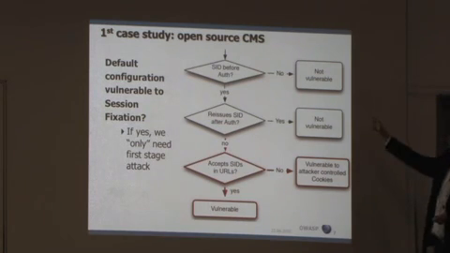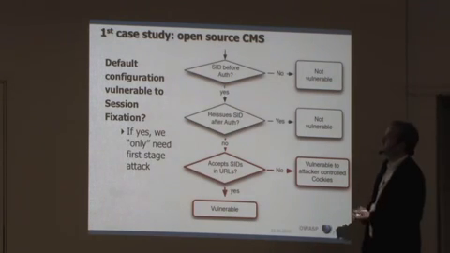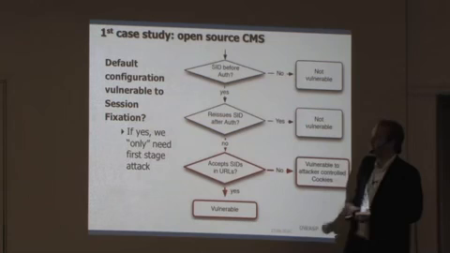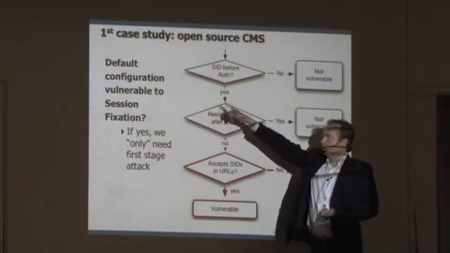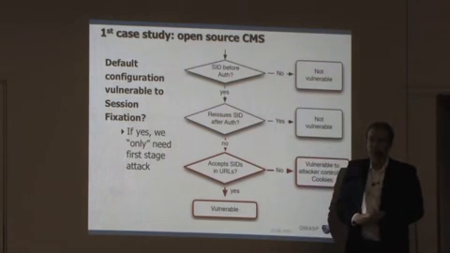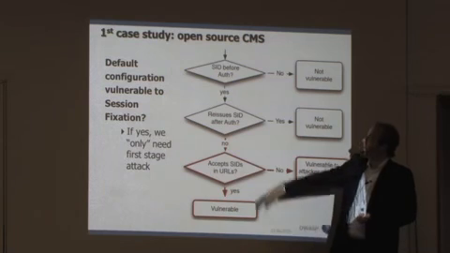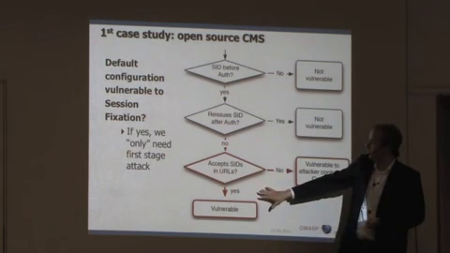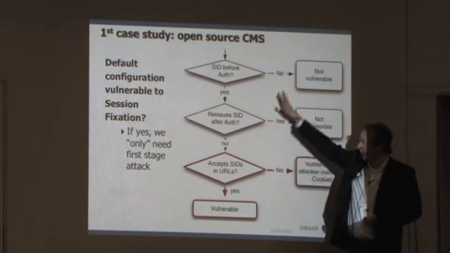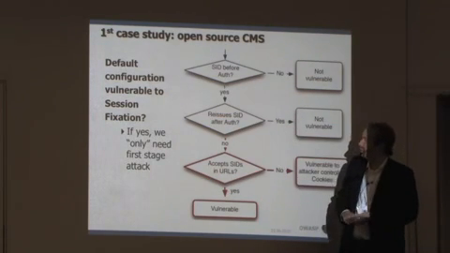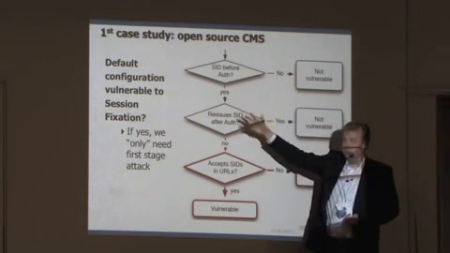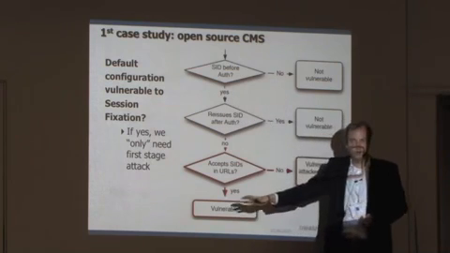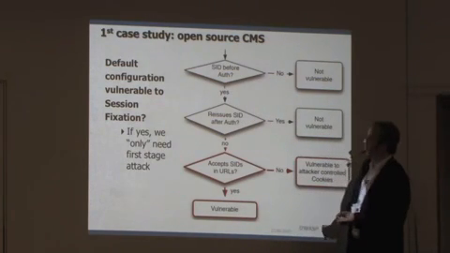Bastian Braun, Martin Johns, and Michael Schrank did a first case study where they looked at some open source content management systems. And to find out if the default configuration of such a content management system is vulnerable, you basically have to answer 3 times with a yes. The first question is, does the content management system or the web application provide you with a session ID before any of the sessions are logged in? So before the authentication takes place.